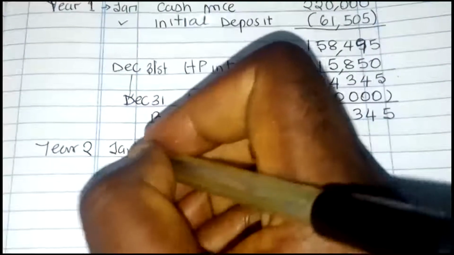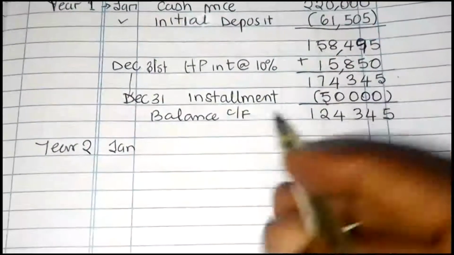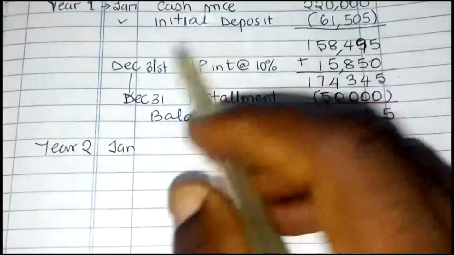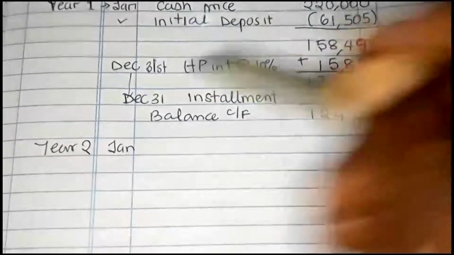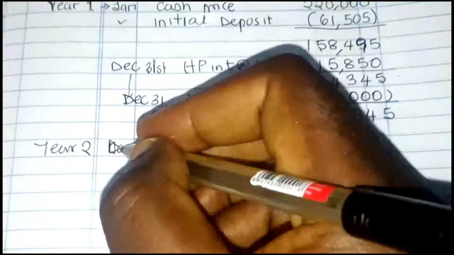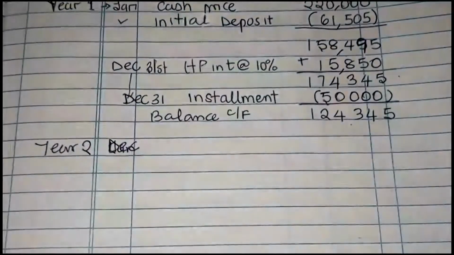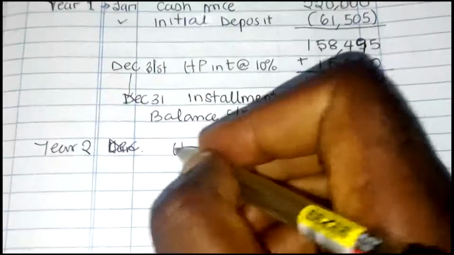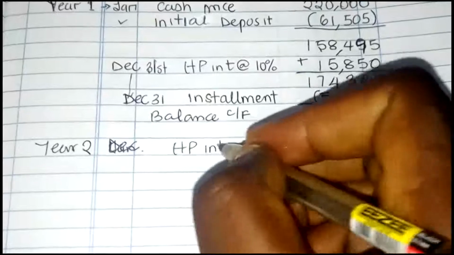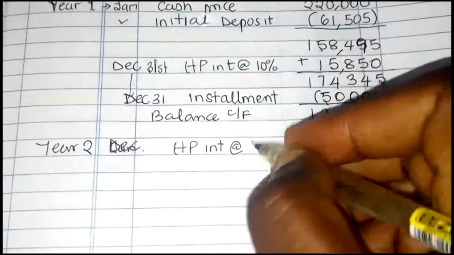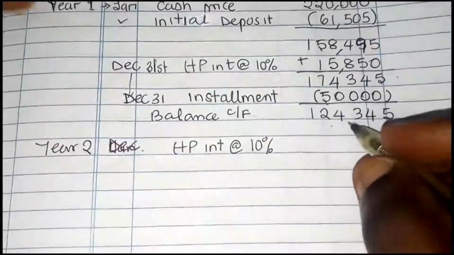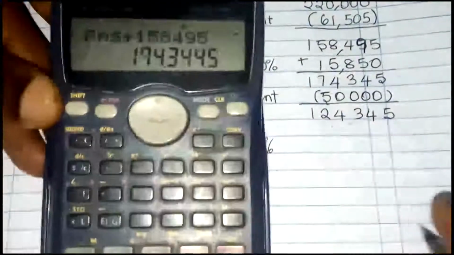in January, okay, there is nothing in January, so we have the initial deposit has been paid in year one. So you start with December 31st, you will calculate hire purchase interest at 10%. All right, so what is 10% of this? So let's calculate 10% of this.